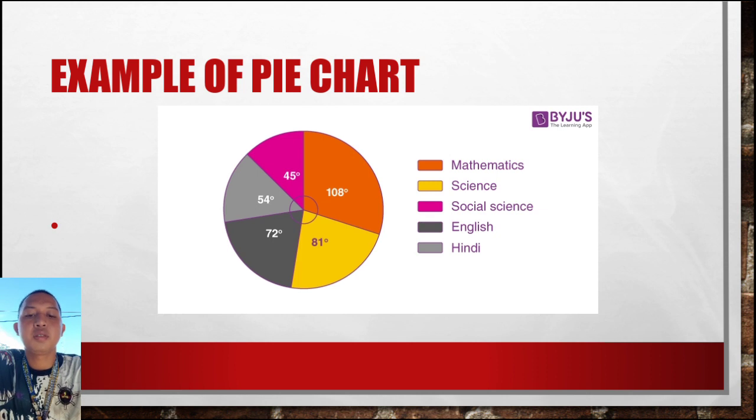In this example, it shows the data gathered of every subject that is favored by the students. First, mathematics has 108 degrees, science has 81 degrees, social science 45 degrees, English 72 degrees, and Hindi has 45 degrees. In the given data shown through the pie chart, we conclude that mathematics is the most preferred subject, followed by science, then English, then Hindi, and lastly, social science.